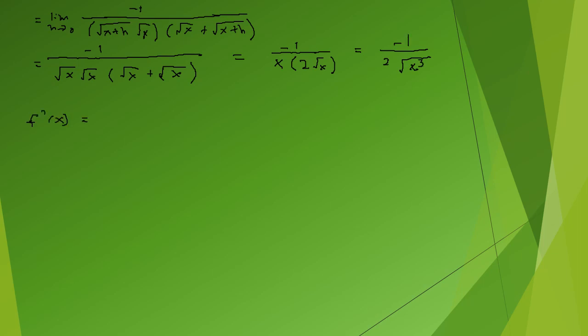Alright, now we get our f prime x combined with the first answer, which is 7x, and minus, for this answer, negative 1 over 2 square root x to the power 3. So we get f prime x is equal to 7x plus 1 over 2 square root x to the power 3.